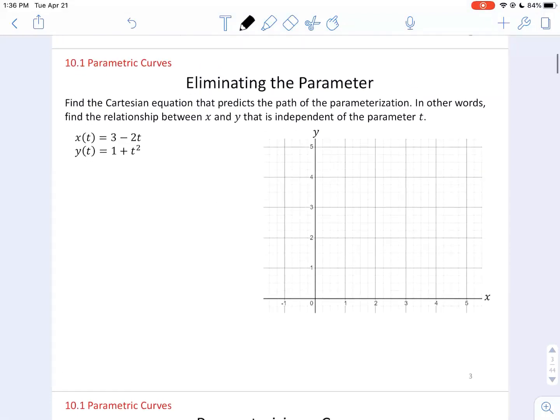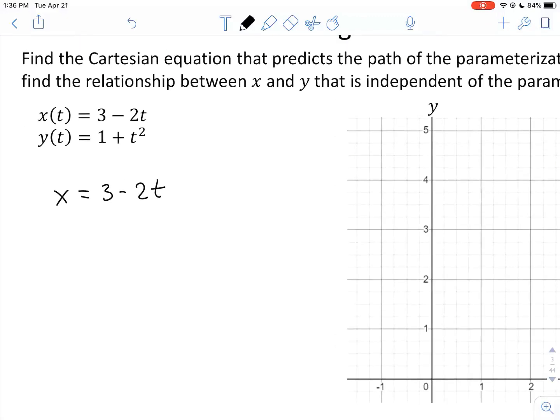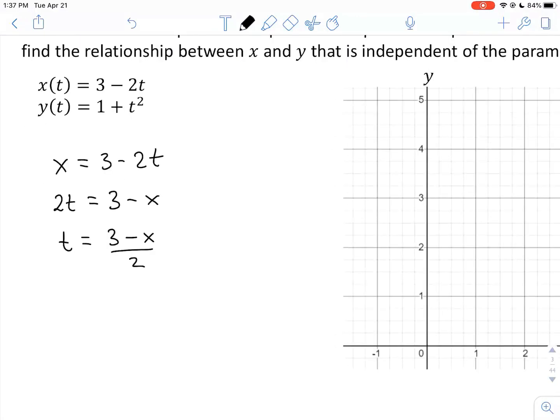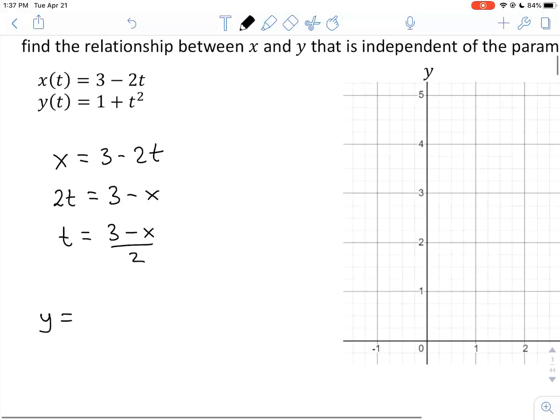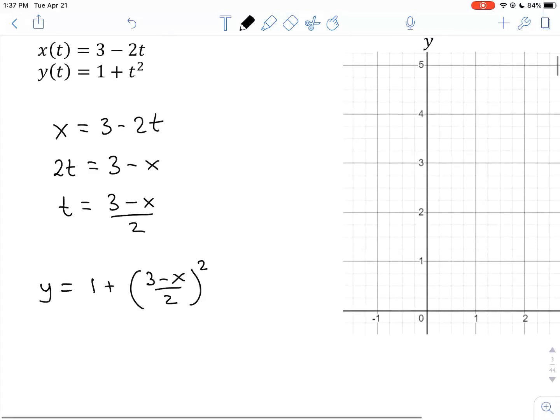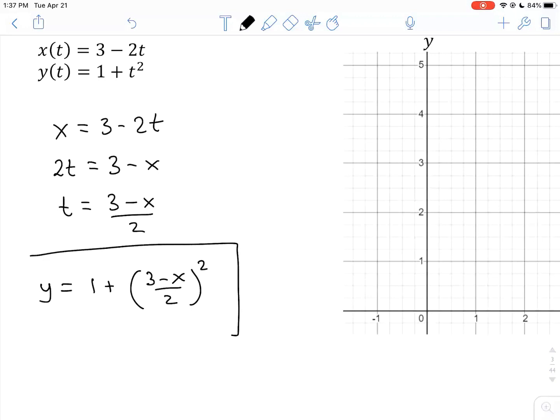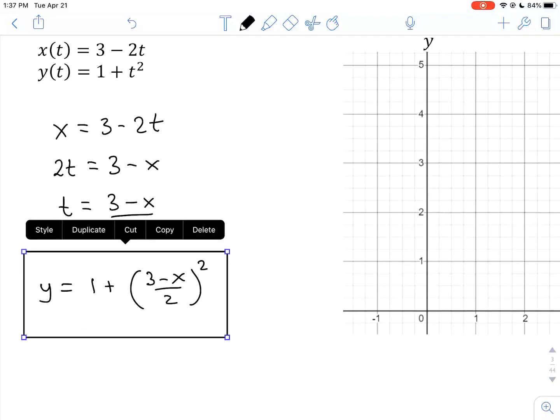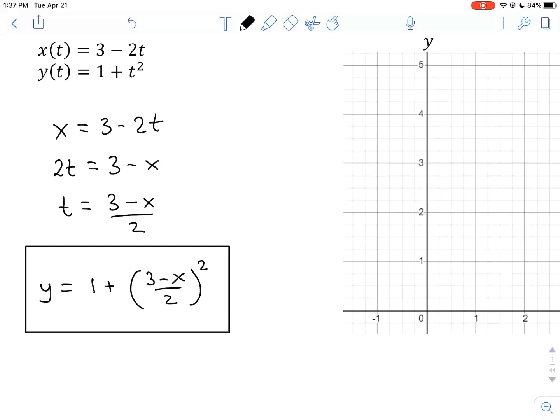In general, you can say, okay, well, x is equal to 3 minus 2t. Take this equation and solve it for t. And I get that t has to be (3 minus x) over 2. And then I go to the second equation and I replace this t with this expression. And we have 1 plus, and then replace the t with (3 minus x) all over 2, and that's being squared. What I've just done by doing this is I've created an equation that is independent of time now. This is just your basic relationship x against y.